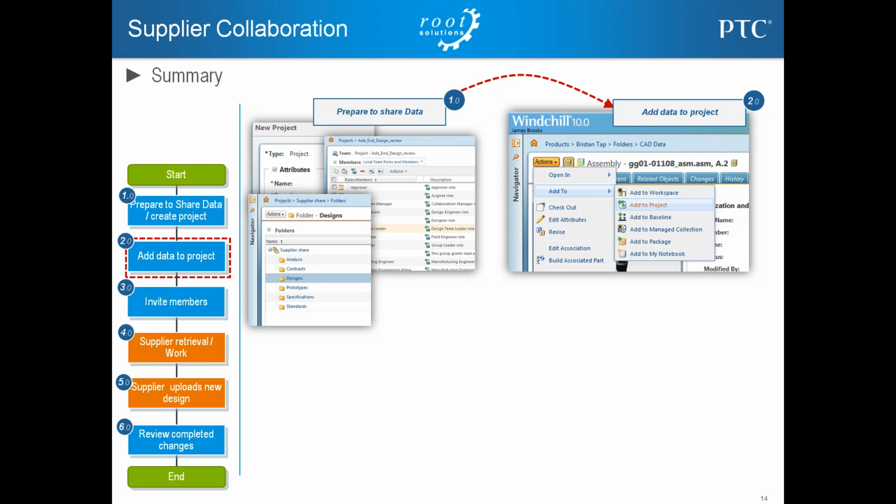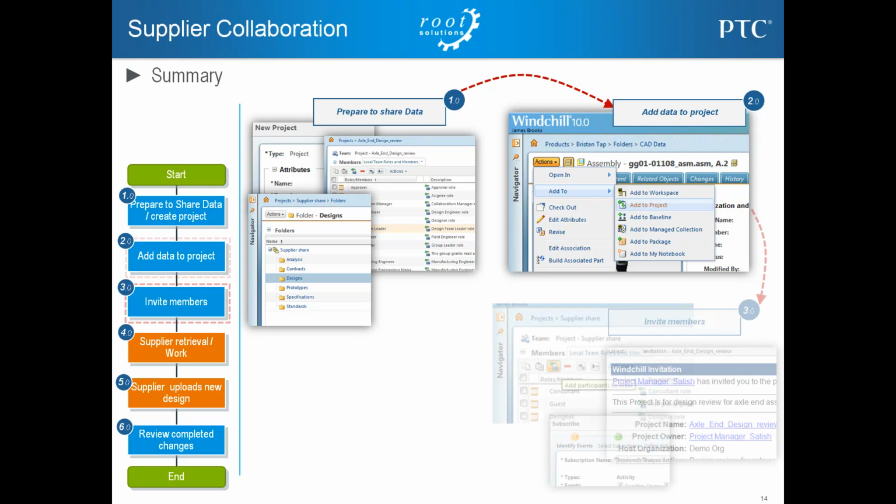You simply find the data inside Windchill PDMLink, use the right-hand mouse button or the Actions pull down, and add it to the project. Now, when we add this data to the project, we can define how we want it to be displayed and how we want to use it within that collaboration, either by sharing it, which is read-only, or by checking it out to that project, which gives people modification rights.